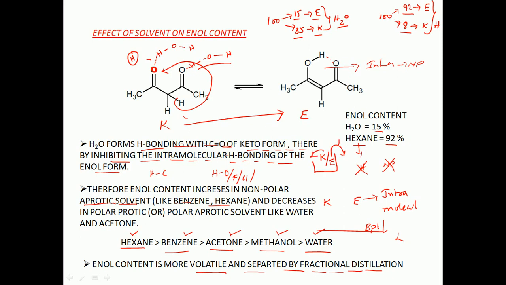So between the keto form and the enol form, which is volatile? Enol form is more volatile than the keto form. The reason is in enol form you are having the intramolecular hydrogen bonding. Intramolecular hydrogen bonding decreases the boiling point of that structure.